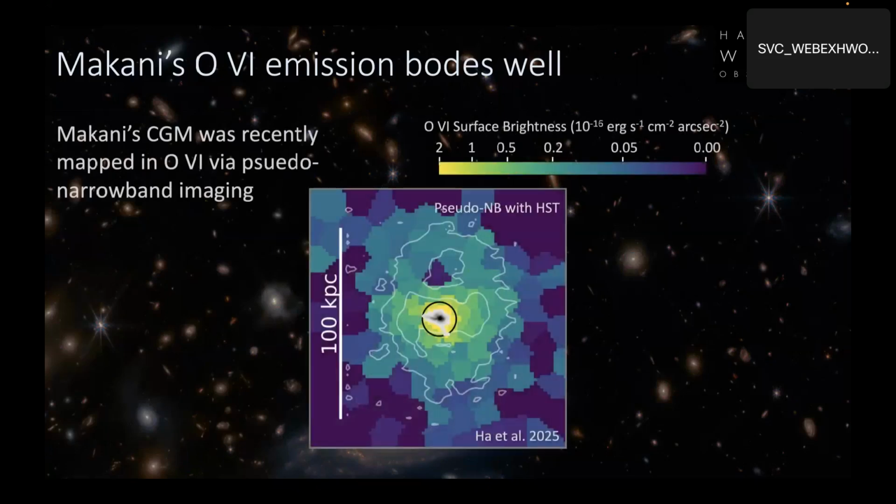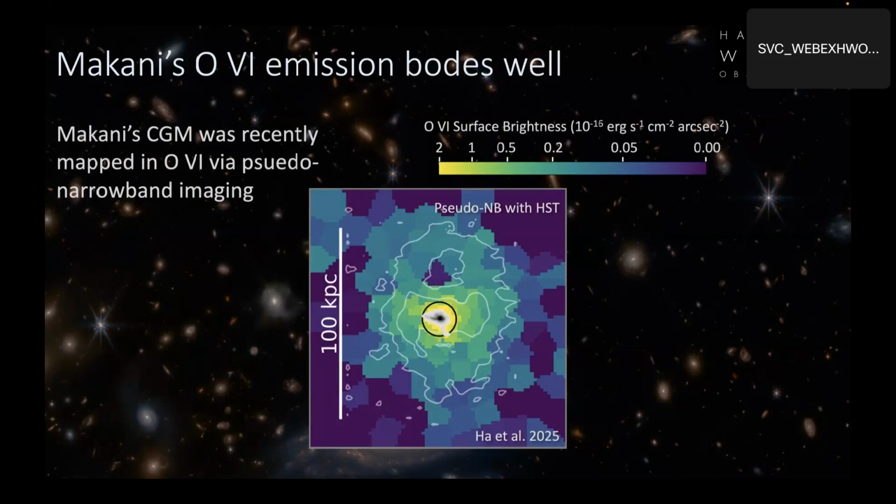And this may even be a pessimistic view of what we would see in oxygen 6 from HWO. Makani was recently mapped in oxygen 6 using a pseudo narrowband technique by Ha et al. That map is shown here. Looking at this surface brightness scale, we see surface brightness exceeding 10 to the minus 16 ergs per second per centimeter squared per arcsecond squared.